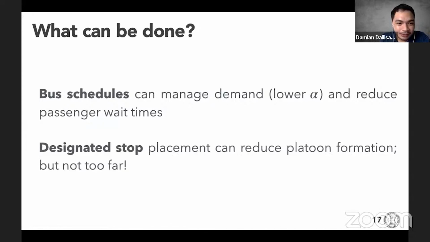Another thing we can do is to have your stop placements. So you can space out stops far apart such that you can reduce platoon formation. But of course, we don't want these stops to be placed too far apart because that would mean pedestrians would have to walk much longer to get to their end destinations.